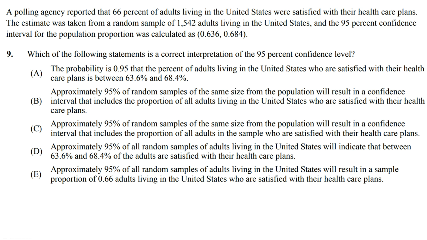A polling agency reported that 66% of adults living in the United States were satisfied with their health care plans. The estimate was taken from a random sample of 1,542 adults living in the United States. The 95% confidence interval was calculated as 0.636 to 0.684. Which of the following is the correct interpretation of the 95%?